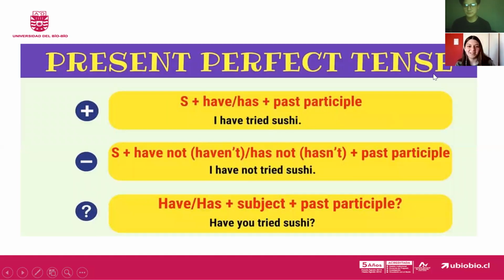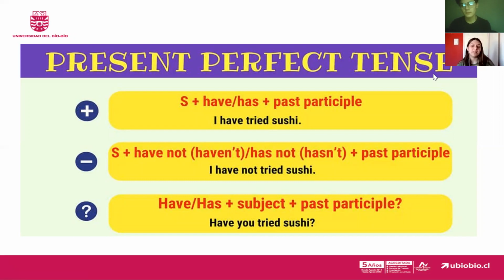Okay, let's move into the form in which the present perfect tense is used. First of all, in positive sentences, we use the subject and then the auxiliary verb has or have, depending on the subject. This is the important part of the production of this tense: the have or has plus the past participle of the other verb. So in this case, we have I have tried sushi. The auxiliary verb is have, and then the past participle of try is tried.